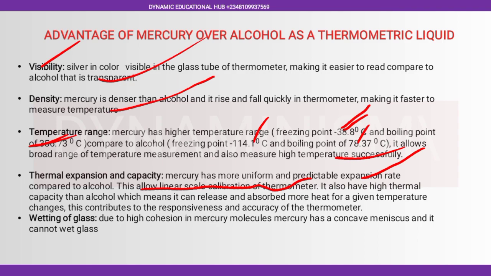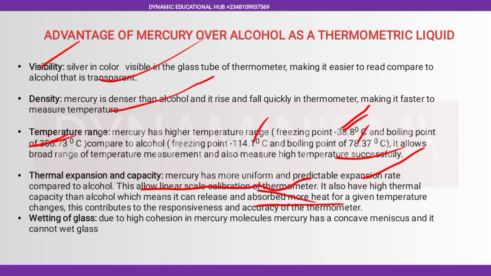Now it also has higher thermal capacity than alcohol, which means it can release and absorb more heat. It can easily release and absorb more heat for a given temperature change. This contributes to the responsiveness and accuracy of the thermometer. Now, wetting of glass due to high cohesion in mercury molecules. Mercury has a convex meniscus and cannot wet glass.